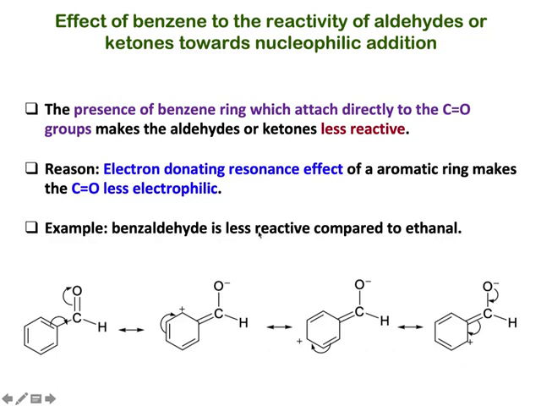Why? The reason is the electron donating resonance effect. The C double bond O becomes less electrophilic because of this aromatic ring. The electrons in the aromatic ring are delocalized, which means resonance. So the electrons are within this aromatic ring, and that makes the C double bond O less electrophilic.